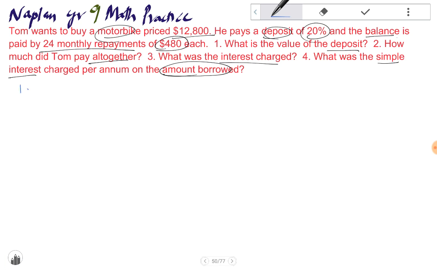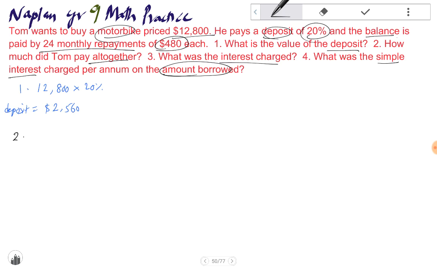So let's look at number one. We need to find out what was the value of the deposit. The actual amount for the motorbike is $12,800. This is the price, and he's paying a deposit of 20%, so we simply multiply that by 20% and we get a value of 2,560. So what is the value of the deposit? The deposit is $2,560.